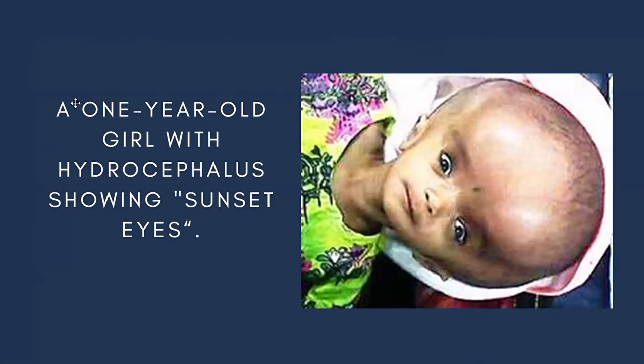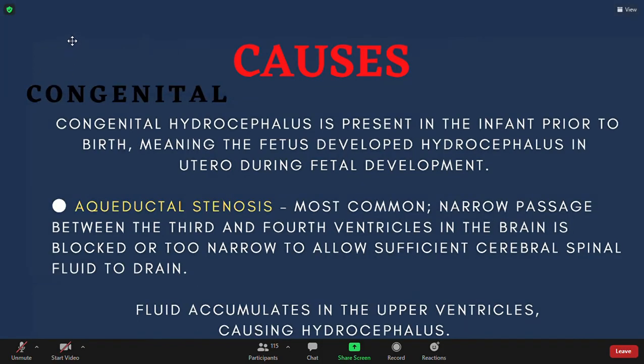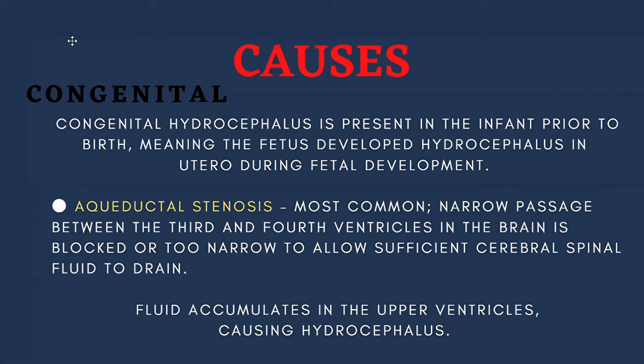A 1-year-old girl with hydrocephalus showing sunset eyes. Causes. Congenital hydrocephalus is present in the infant prior to birth, meaning the fetus developed hydrocephalus in utero during fetal development. Aqueductal stenosis is most common. The narrow passage between the third and fourth ventricles in the brain is blocked or too narrow to allow sufficient cerebrospinal fluid to drain. Fluid accumulates in the upper ventricles, causing hydrocephalus.